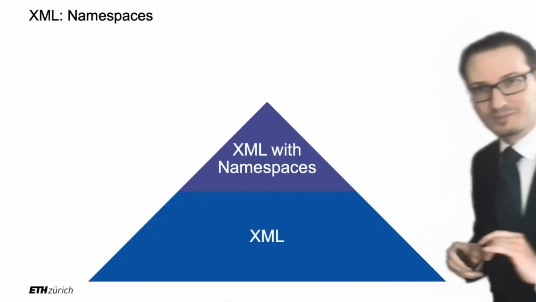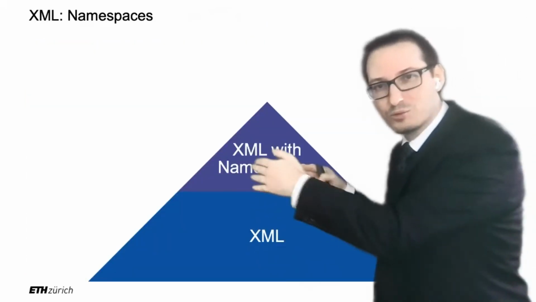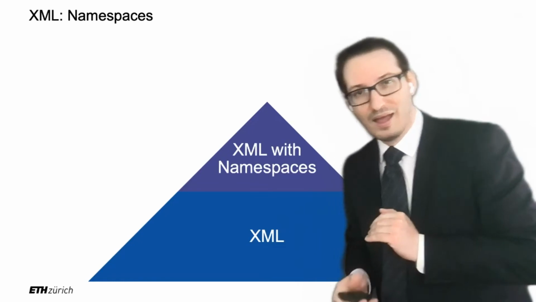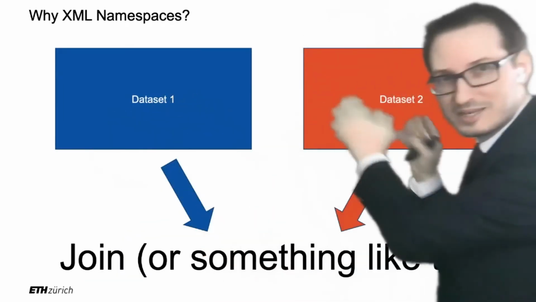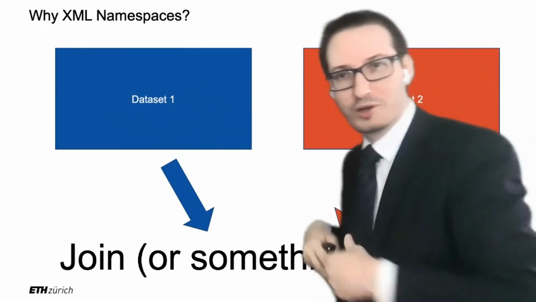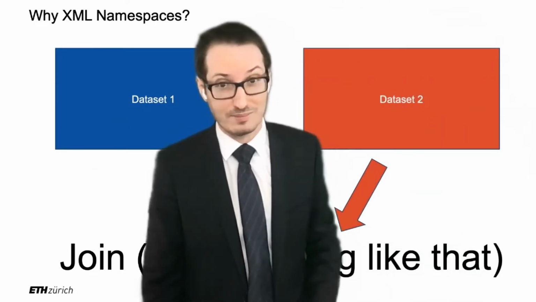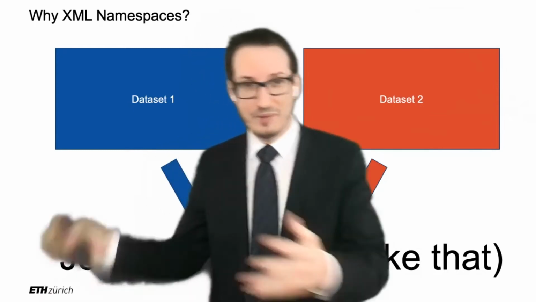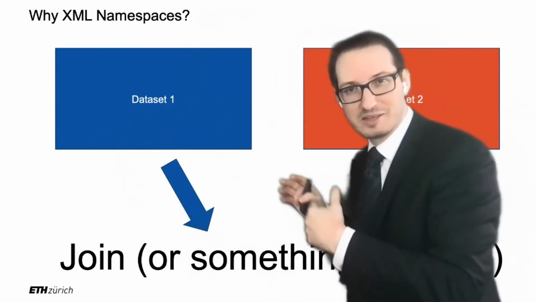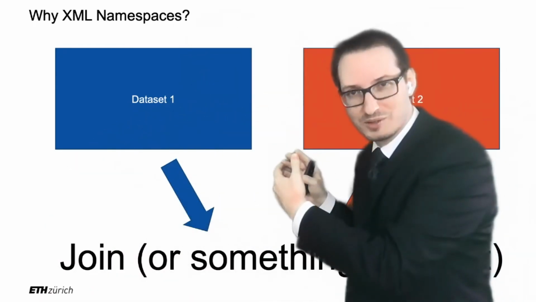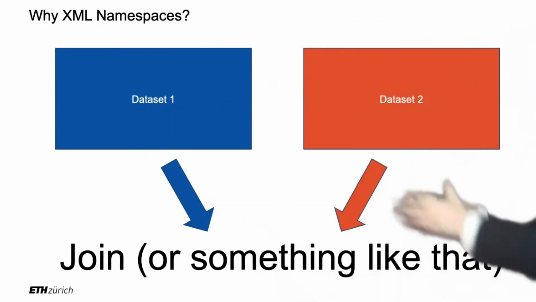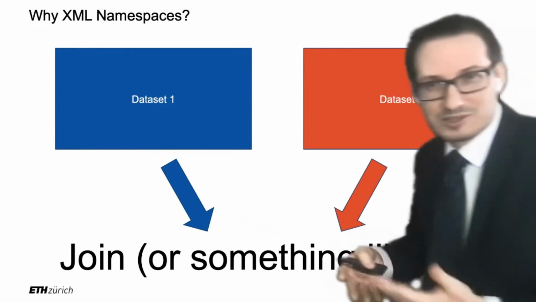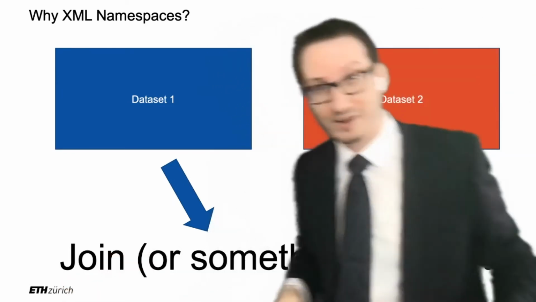Okay, so why namespaces? Namespaces were added to XML a bit later. And the idea is that you might have a data set here and a data set there, and you want to join them and do something with them together. So that might be an XML data set and an XML data set, or maybe a JSON data set and a JSON data set, right? But for now, I'm assuming this is XML and this is XML, right? And I want to do something by joining them, right? That's kind of a normal thing to do when you query data.